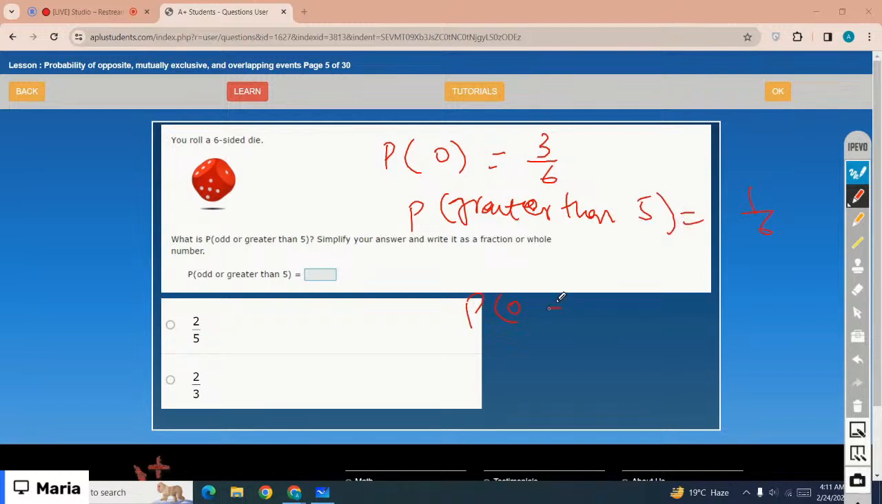So you need to add odd and greater than 5. That is 1 over 6 plus 3 over 6, and that is 4 over 6. You can divide them by the common factor 2, so that is 2 over 3. Got it? That's how that is 2 over 3. Got it? The correct option is 2 over 3.